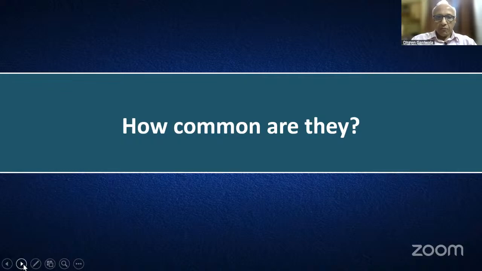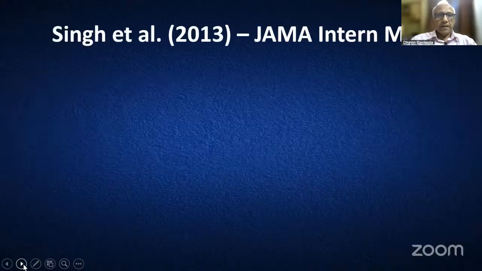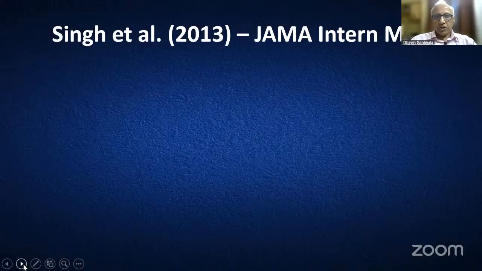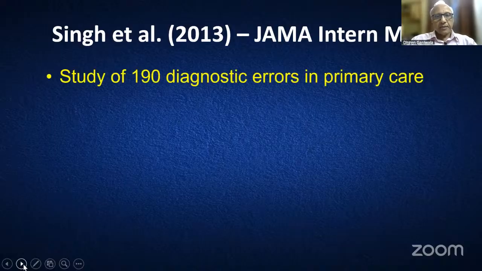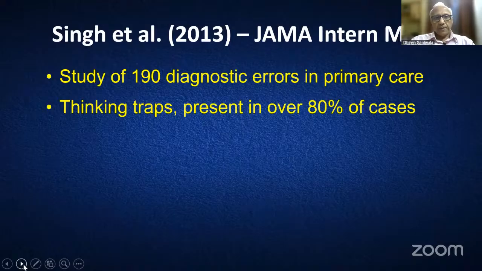So I will be quoting two studies. There are at least 10 such articles which say that thinking trap is always there in our decision making, but I'm going to give you only two. The first was published in 2013, again in the Journal of American Medical Association Internal Medicine. The study was carried out in primary care, a study of 190 diagnostic errors in primary care practice. And thinking traps were present in more than 80% of the cases. So that shows the magnitude of this thinking trap in our practice.